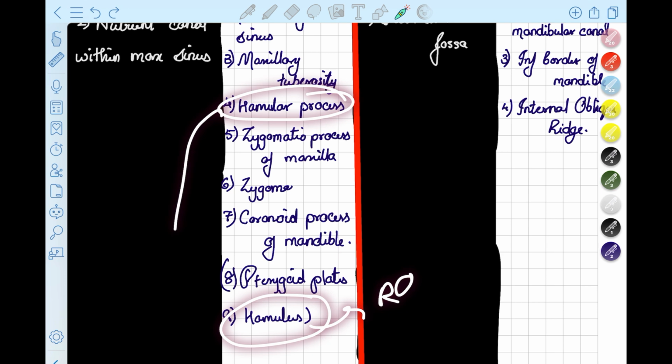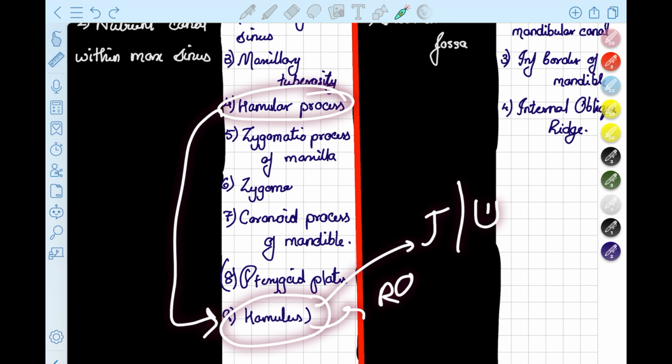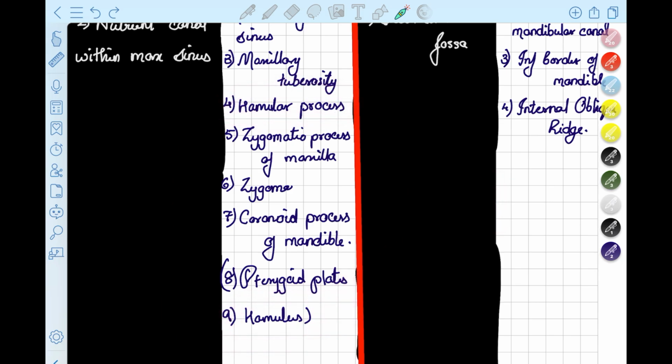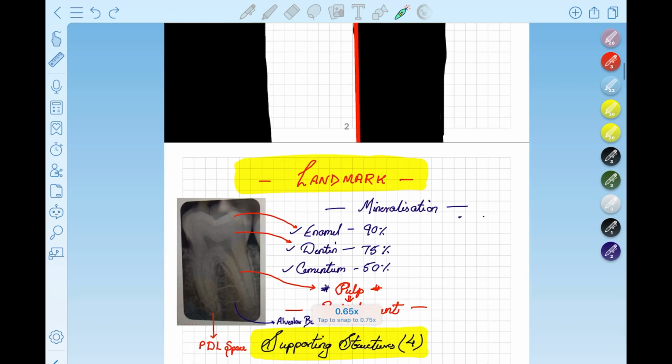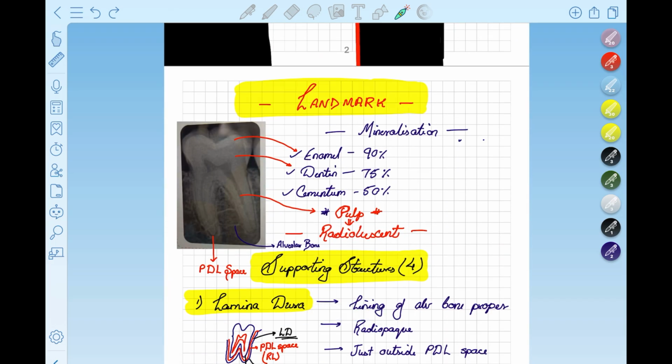Hamulus and hamular process are the same thing, which appears as a J or U-like structure where the opening is situated superiorly. This was all about part 2 of landmarks seen in maxillary IOPA. Stay tuned for part 3.